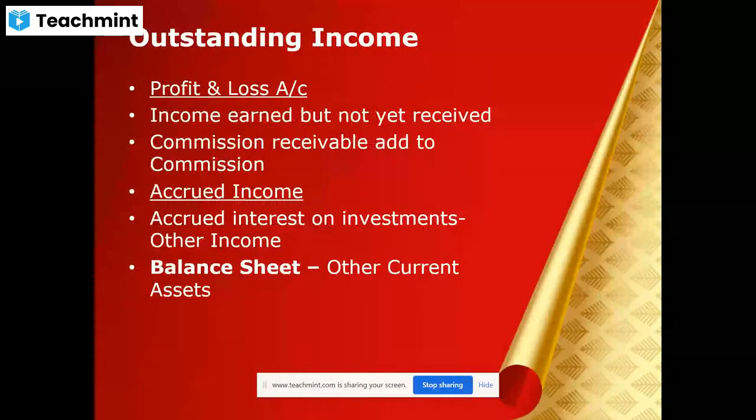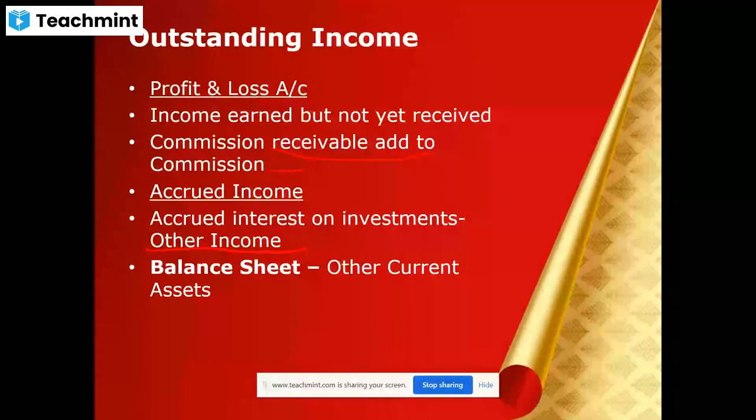Next one is outstanding income, or accrued income. Under the profit and loss account, income earned but not received will be shown, and commission receivable will be added to the commission. So for commission only, keep this in mind: it will be added. This is an example. Accrued interest on investment will be shown under the head other income, not as outstanding income. And the second effect will be shown under the head other current assets in the balance sheet.